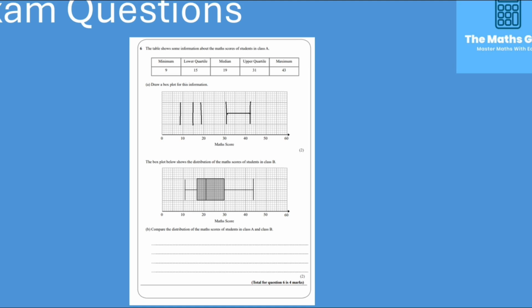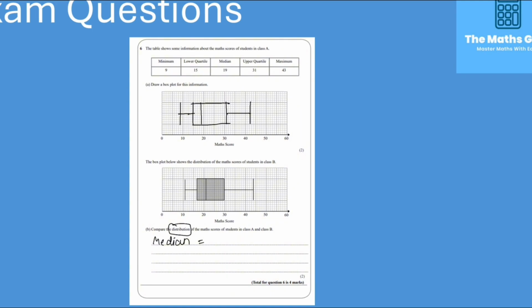So the trick with these questions is to make sure you know the scale behind the graph and the graph paper. Okay, so now the box plot below shows the distribution of the math scores of students in class B. We need to compare the distributions of math scores between the two classes. So when we're comparing the distribution, so this statement here, compare the distribution, we're first looking at the median.